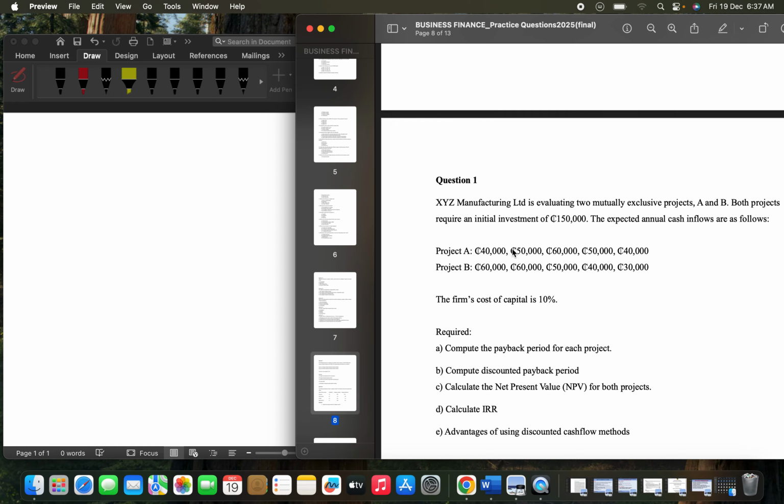Okay, so question 1. With this question 1, it falls under capital budgeting. Under each question I'll solve, I'll show you the topic. This is capital budgeting, what we call investment appraisal method.